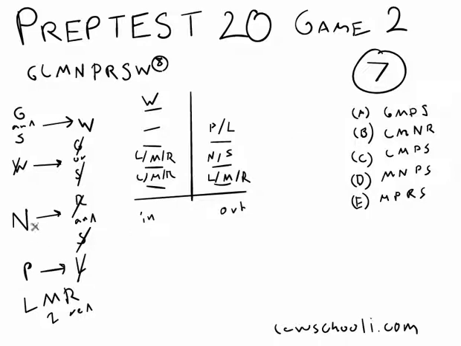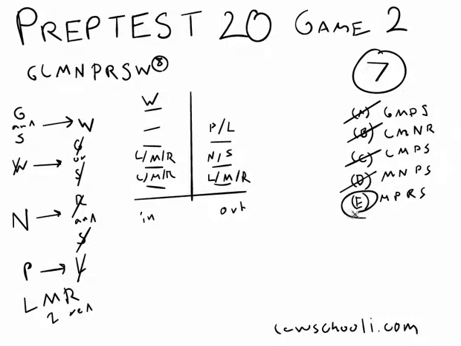But taking this next rule, N, then not R, then N, not S, we see that gets rid of B, that gets rid of D. Then we take our P and L rule, that gets rid of C. And then our LMR, 2 of each rule, we don't have 2 in there, so that's no good. We're left with E as the correct answer.